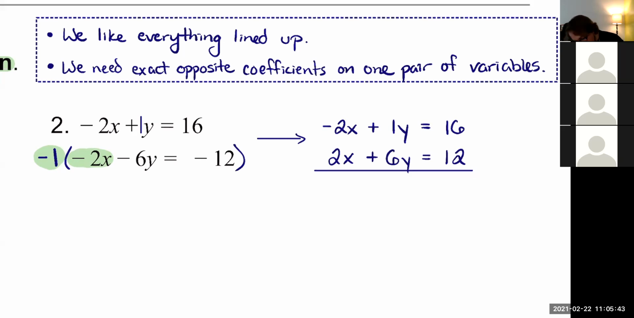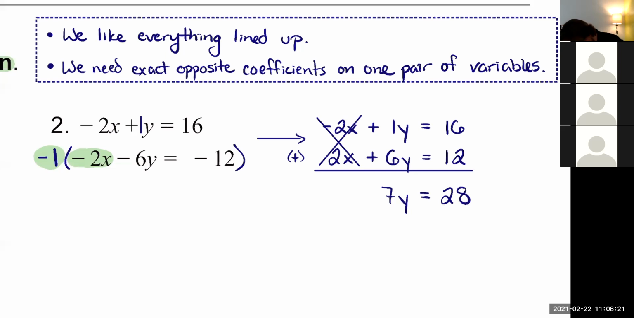And why am I excited now? What's going to happen? The x's are going to disappear. They're going to eliminate each other, which is going to leave me with a one-step equation with one variable. So the -2x plus 2x is going to become 0, which drops away, which is good. The 1y plus 6y is going to give me a 7y. And on the right, 16 plus 12 is going to give me 28.